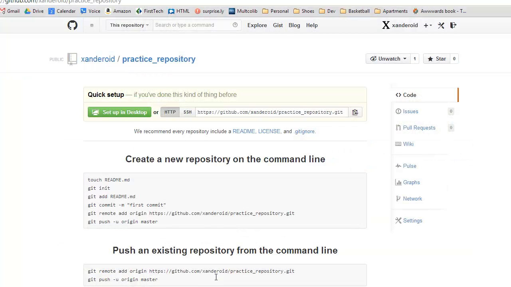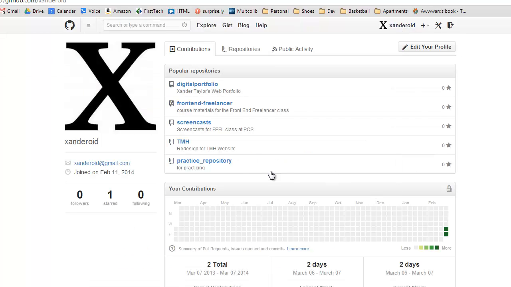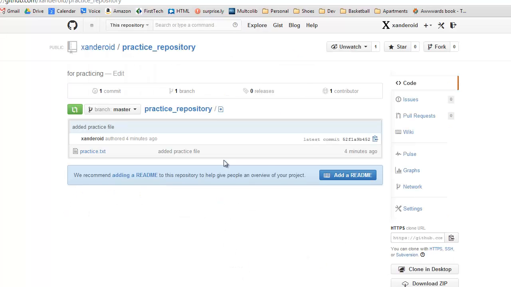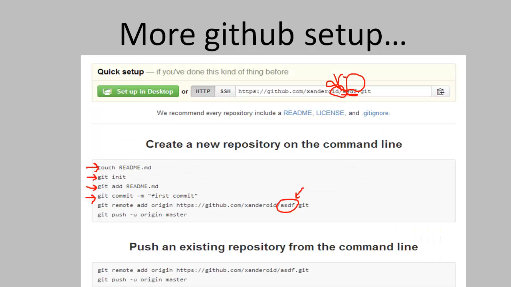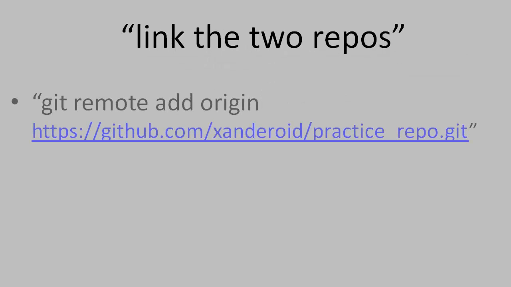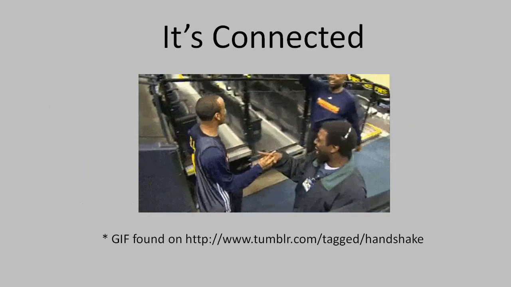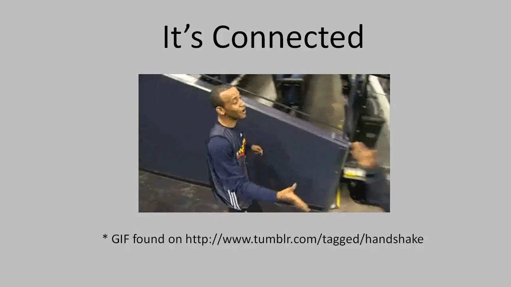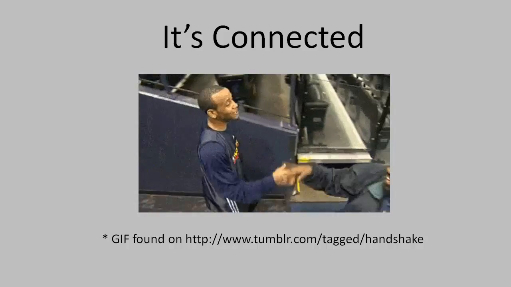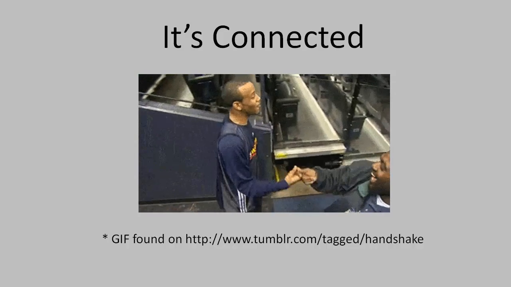So if we want to see what we did, we go back over to GitHub, and you'll notice here's that repository that I created, and there was nothing in it when I first created it. If we did our job, inside of here will be that practice text file. And now it's all linked. Okay, so all we have to do from here on out is push and pull. So we've got the local machine set up to communicate with GitHub, and you're all set.